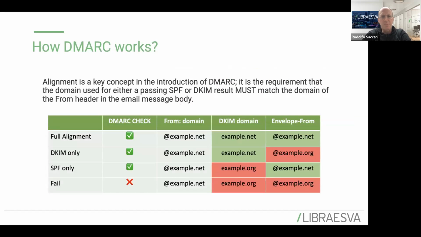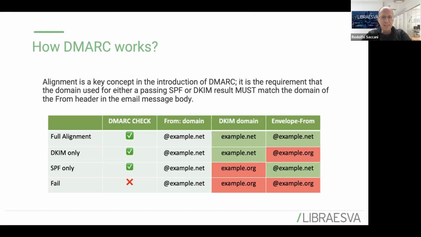So here we have a few examples of DMARC validations. The first example is a full alignment. The email has example.net in the header from. There is a valid DKIM signature added by the example.net domain, same domain as the header from, so it's aligned. And there is also an SPF validation on the envelope from. So in this case, we have an envelope from on the same domain as the header from, and SPF validation is okay. So we have a full alignment. The header from is aligned with both DKIM and SPF.